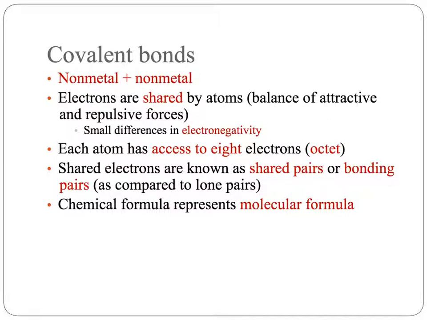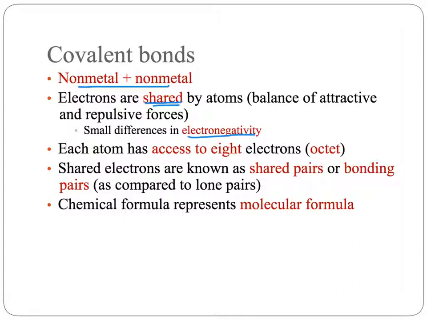Covalent molecules, if you remember, are formed by two or more nonmetals. And in a covalent bond, the electrons are shared. They don't move from one atom to the other, but they are shared between atoms. There's actually a balance of attractive and repulsive forces, and covalent bonds form when there are small differences in electronegativity.